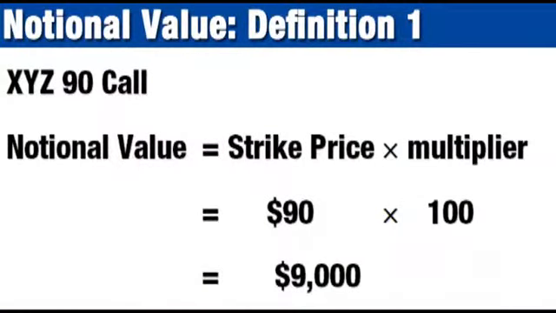First, notional value is the total dollar amount equal to the strike price of an option times the multiplier. For example, consider a $90 strike call option on XYZ stock. This call contains the right to buy 100 shares of XYZ stock, so the multiplier is 100. Therefore, the notional value is $90, which is the strike price, times 100, which is the multiplier, which totals $9,000. So $9,000 is the notional value of this option in this example as seen here.